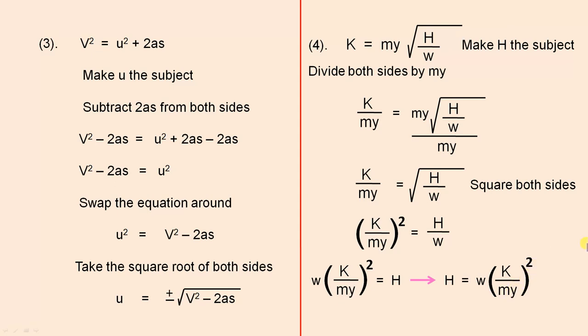So this video has introduced us to the idea of changing the subject. And all we do when we change the subject, we pick the pronumeral that we need to be the subject, and we go through all the processes and the operations to make sure that letter or that pronumeral ends up on the left-hand side.